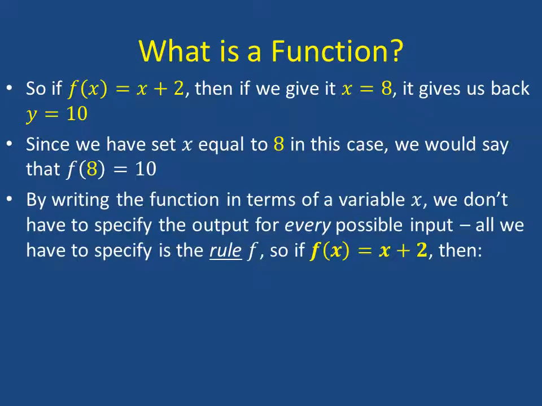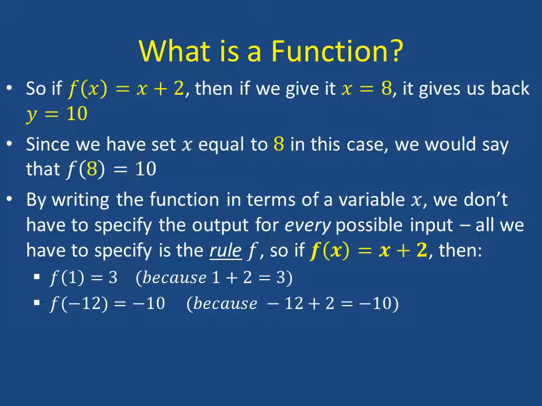By writing the function in terms of a variable x, we don't have to specify the output for every possible input. All we have to specify is the rule, so that if f of x equals x plus 2, then we know that f of 1 is going to be equal to 3, since adding 2 to 1 gives us 3. F of negative 12 is negative 10, because adding 2 to negative 12 gives us negative 10. Any number that we put in, 9,672,103.1, add 2 to that, we get 9,672,105.1.